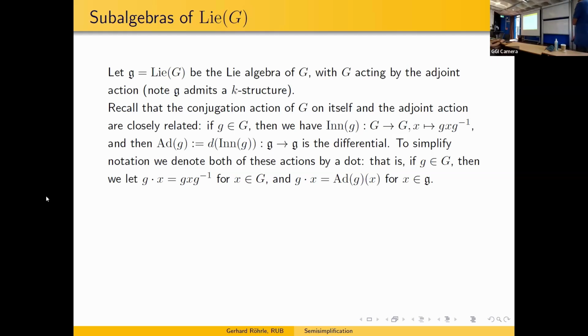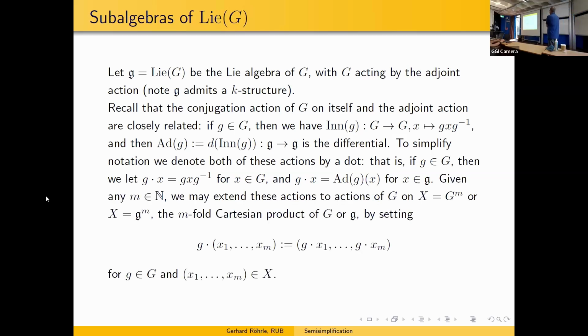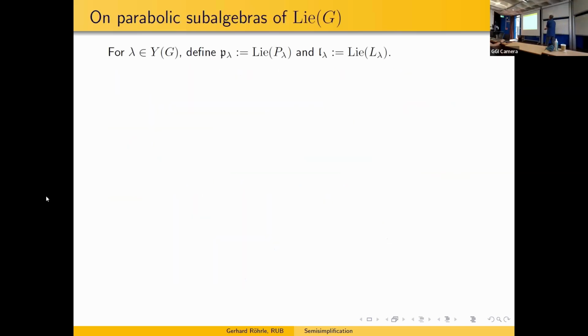Then again, we do the same thing. We act on the Cartesian product, so I can take X to be either the Cartesian product of the group itself m times or of the Lie algebra, the direct sum, and let G act diagonally, either by the conjugation action or by the adjoint action. It's fine in both cases, I get an affine variety. And then the Lie algebra of P lambda is little p lambda, the Lie algebra of L lambda is little l lambda, etc.